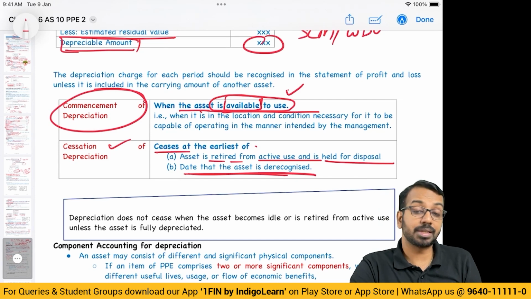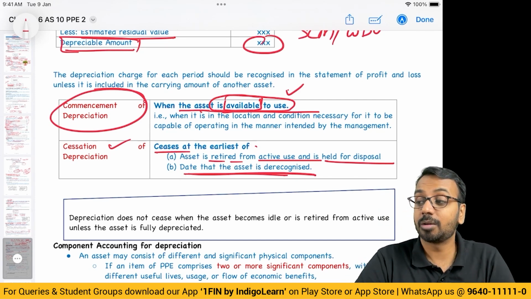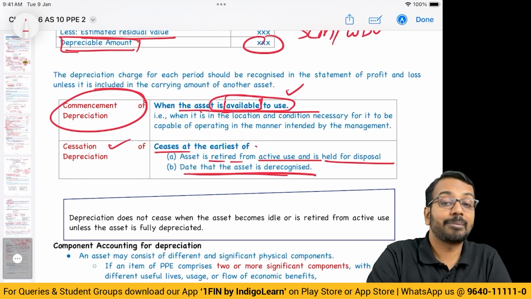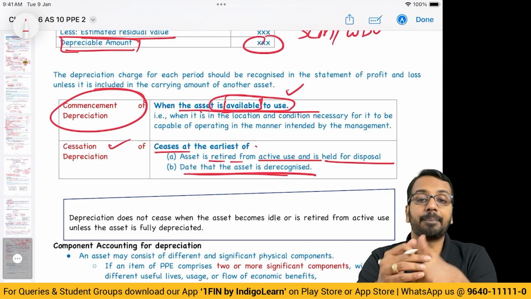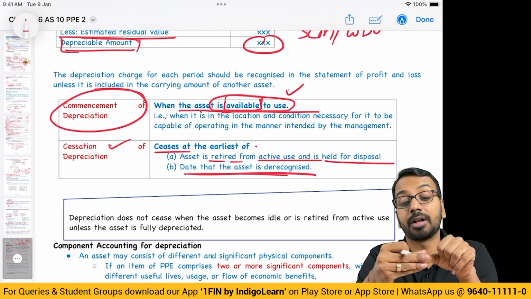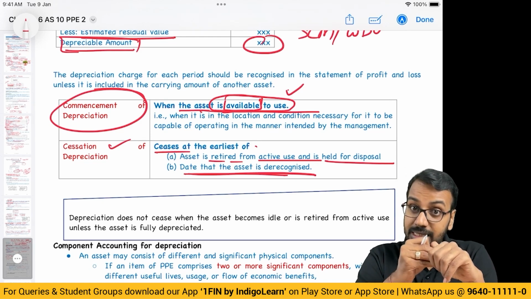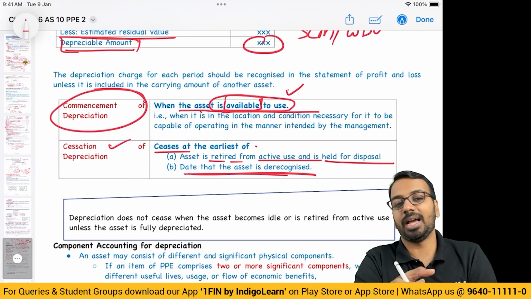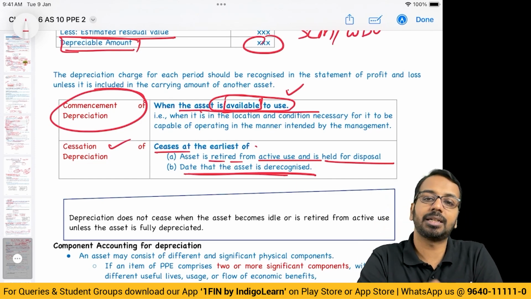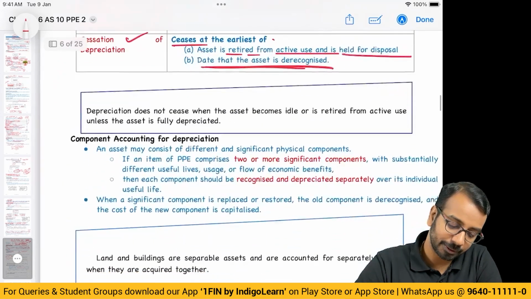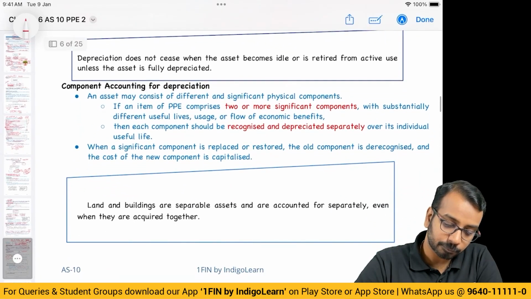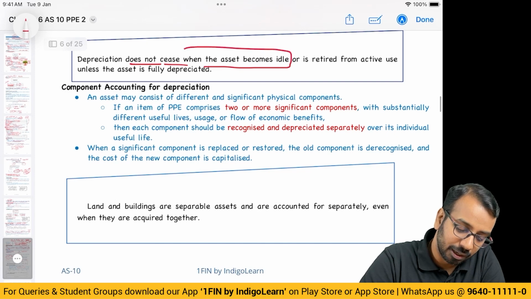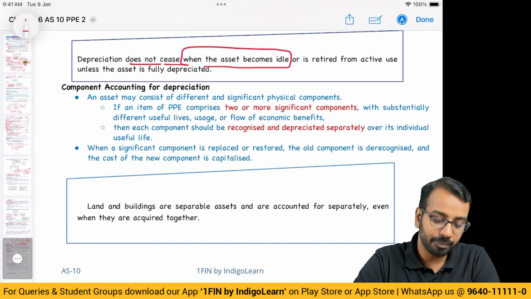So sometimes what happens is the asset may not be actively constructed or actively used. Even in that period, you have to charge depreciation because depreciation is an expense for passage of time, for usage of asset, for technological obsolescence, for all of these things. So even if you have not used the asset, you still have to charge depreciation. So depreciation does not cease when the asset becomes idle.